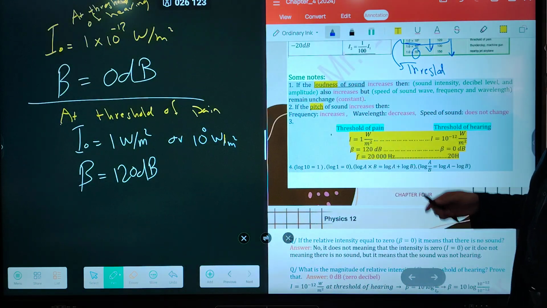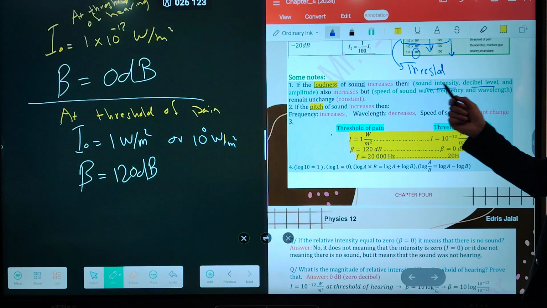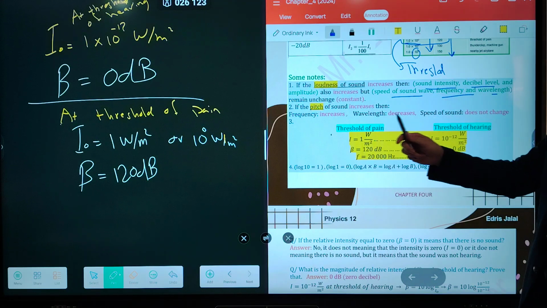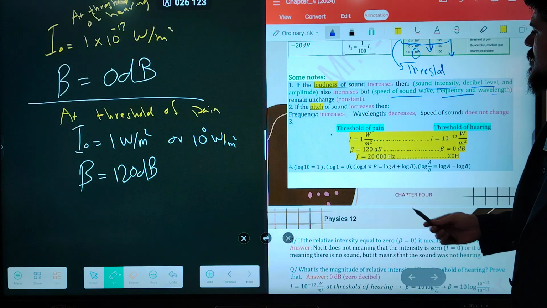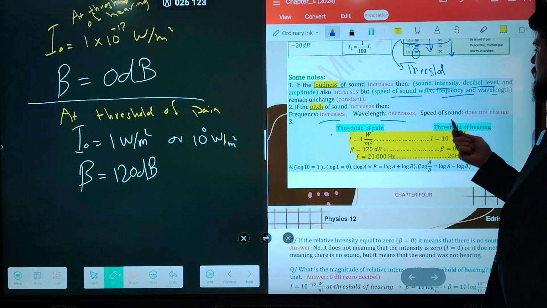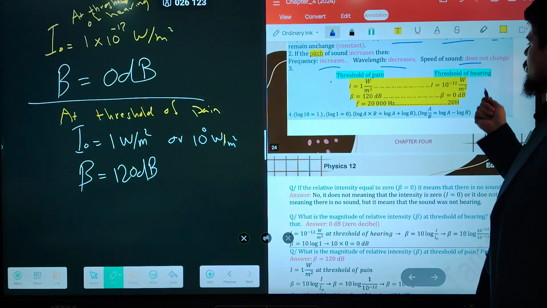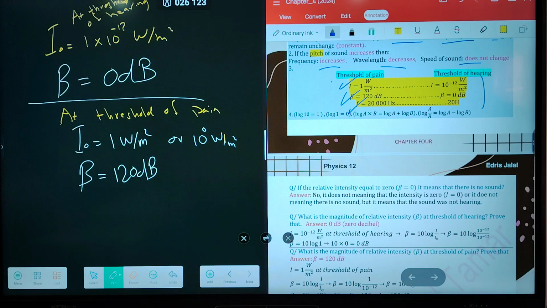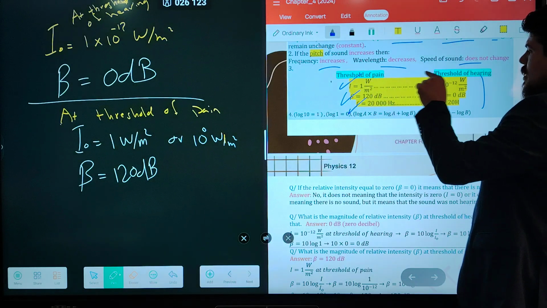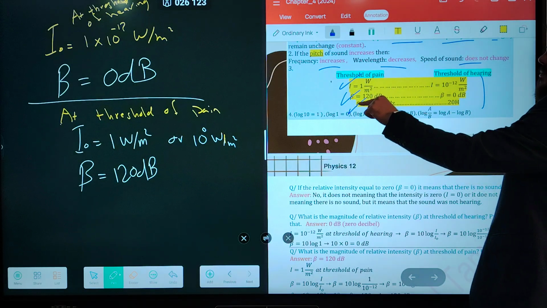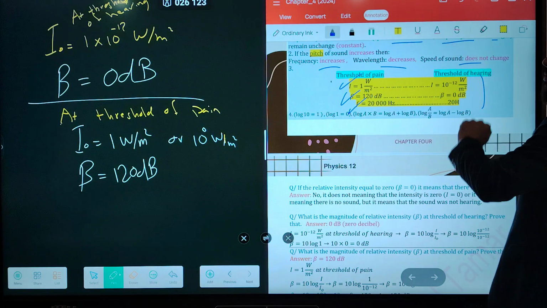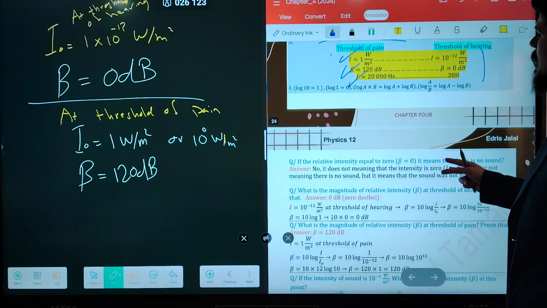If the loudness of sound increases, sound intensity, decibel level, and amplitude also increase. But speed of sound, frequency, and wavelength do not change. If the pitch of sound increases, frequency increases, wavelength decreases, and speed of sound does not change. This is the range for intensity, decibel level, and frequency. The range of intensity is between 1 and 10 power negative 12. Decibel level 120 to 0. Frequency 20,000 to 20 hertz.